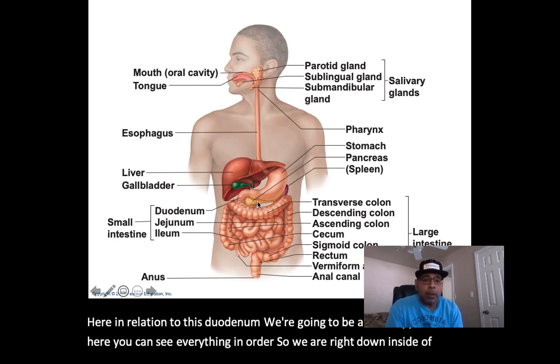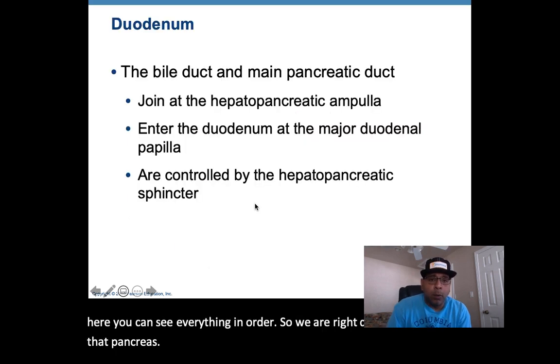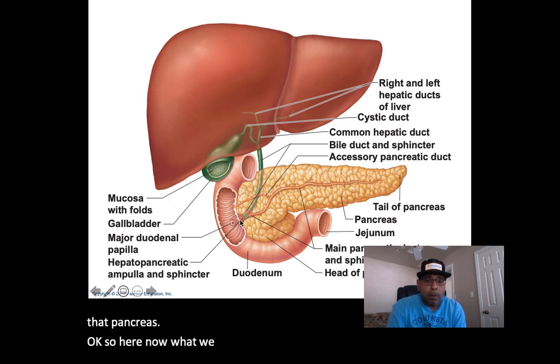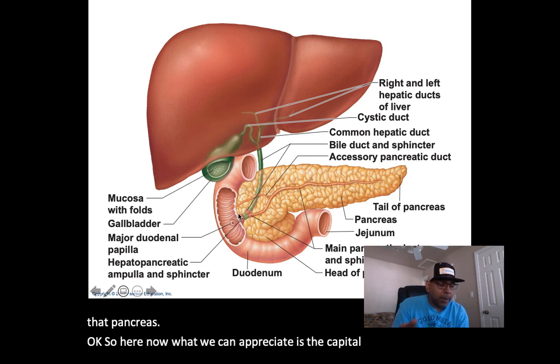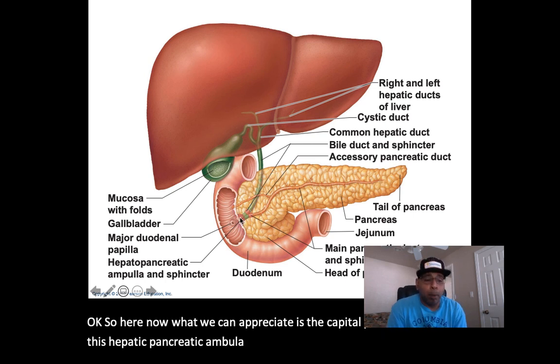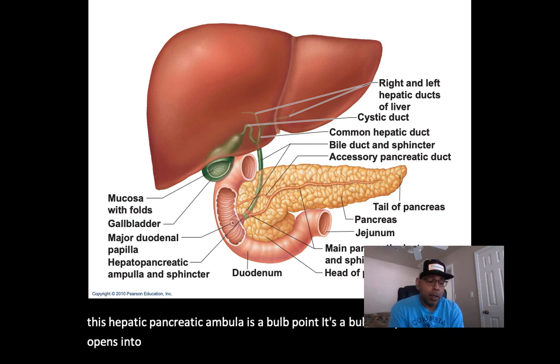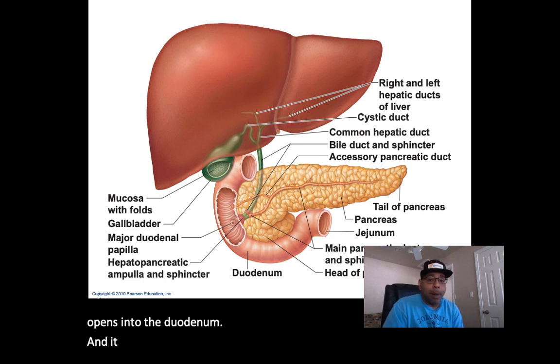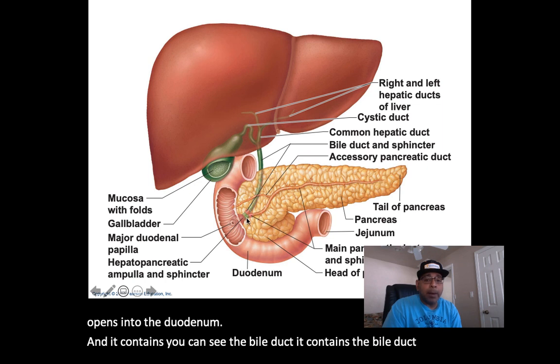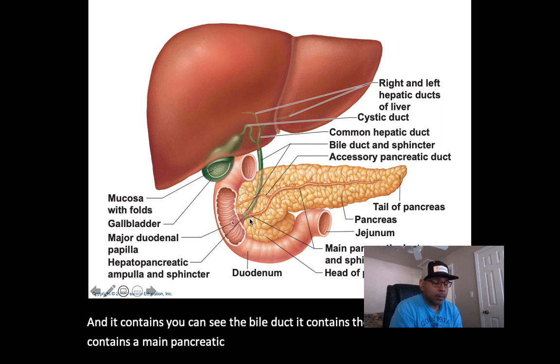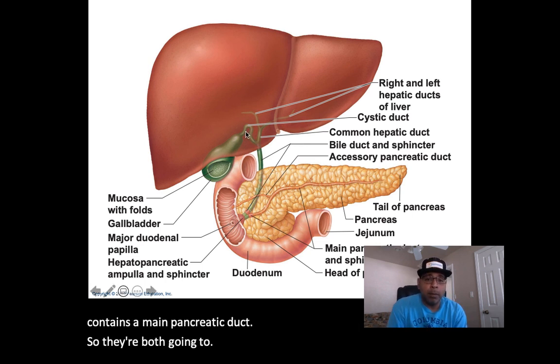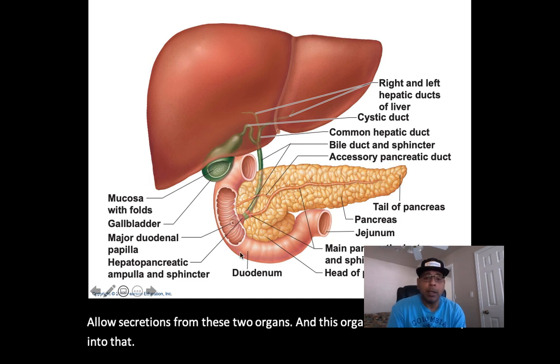Here's that pancreas. Now what we can appreciate is the hepatopancreatic ampulla. This hepatopancreatic ampulla is a bulb-like point that opens into the duodenum. It contains the bile duct and the main pancreatic duct. They're both going to allow secretions from these two organs and this organ to make their way into the small intestine, into the duodenum.